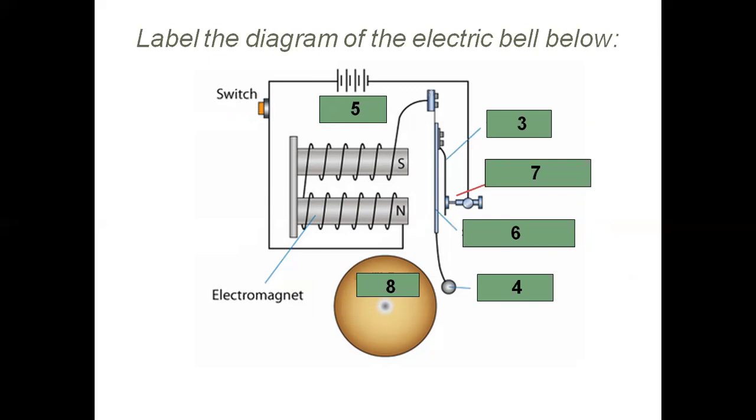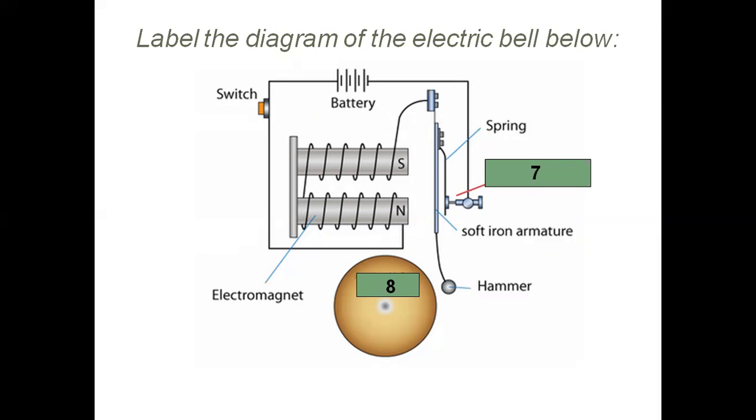Number 1. What is number 2? Switch. Number 3, spring, which will keep it in contact with the contact switch, and it will bring it back after the current stops flowing. Hammer, battery, 6, soft iron armature, and 7, contact switch. What is 8? Gong.